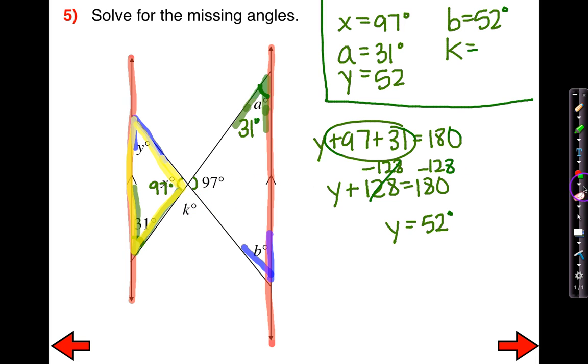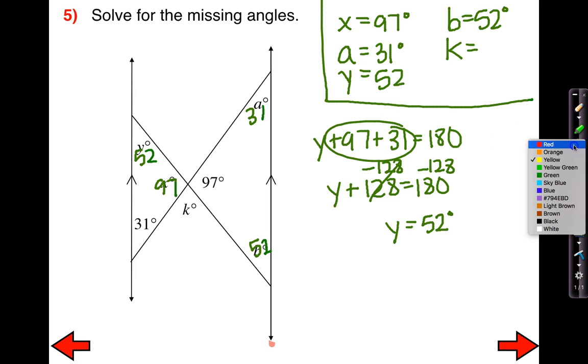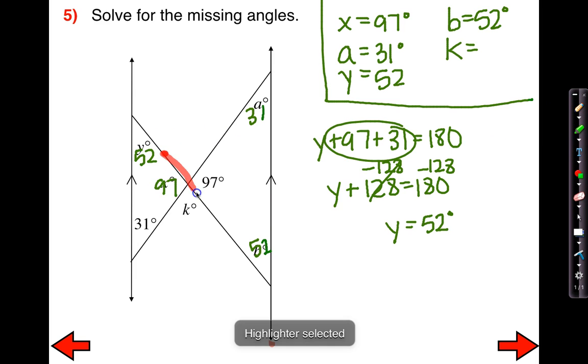Well, I'm just going to clear some of these things a little bit to make things neater. So we figured out this is 97, this is 52, and this is 52 as well, and this here is 31. So how do I figure out K? Once again, hopefully you recognize that these lines are supplementary. This angle K and this angle 97 pair up to make this straight line.